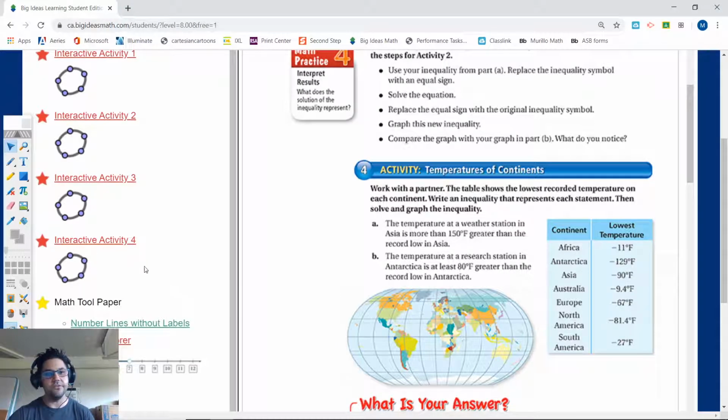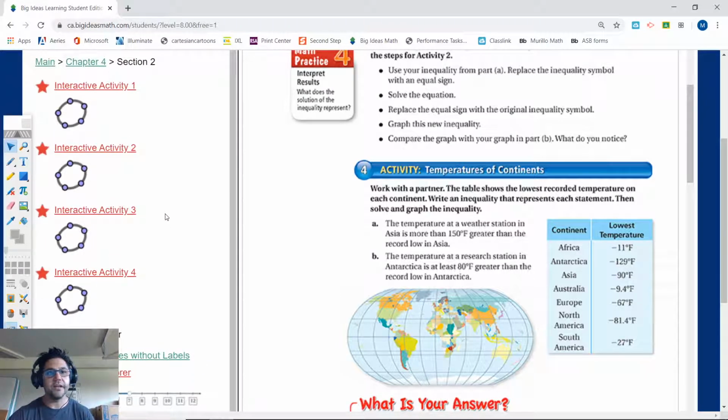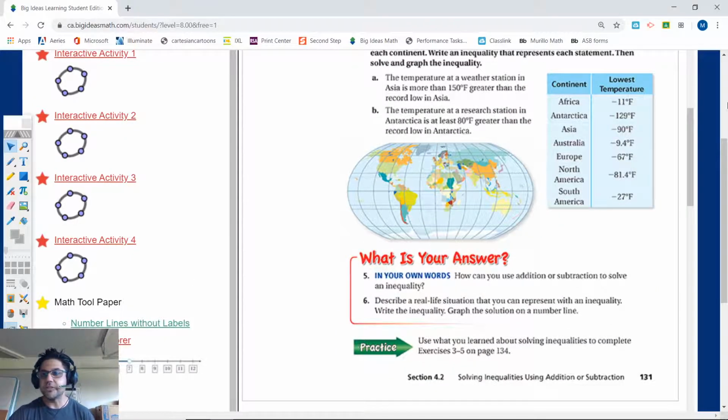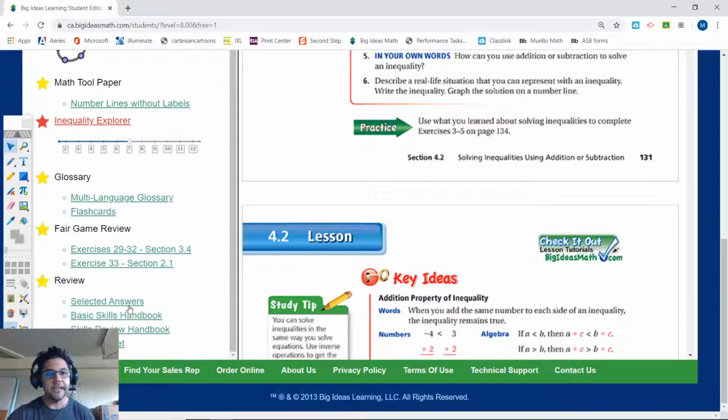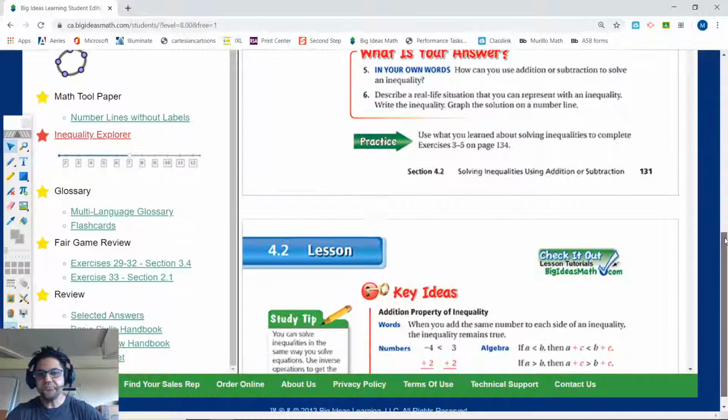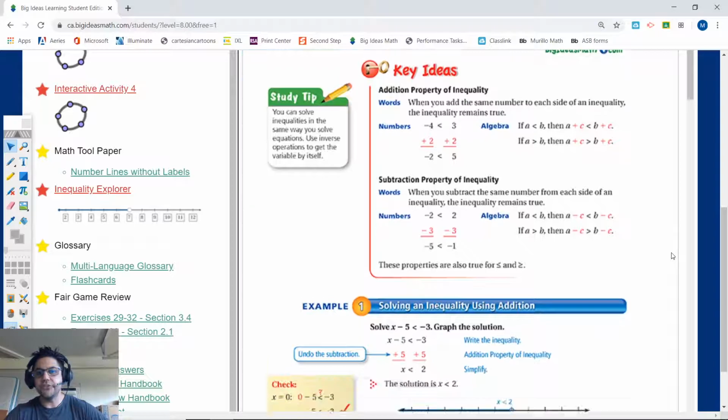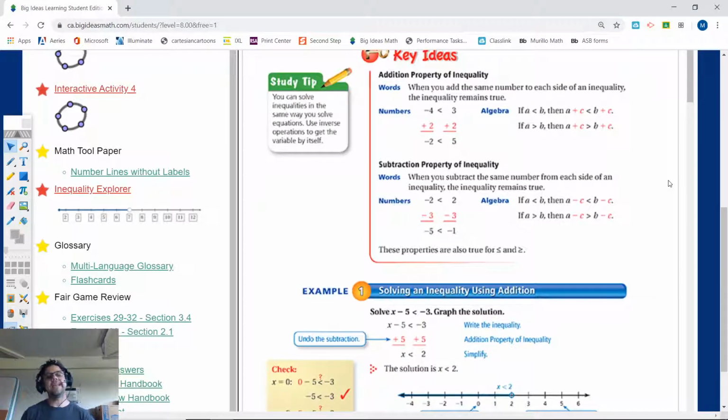Remember, if not, you scroll down where it is. I don't know if my computer's blocking it. There we go. Selected answers, remember? Beautiful. All right, so 4.2, the properties are pretty much the exact same thing.